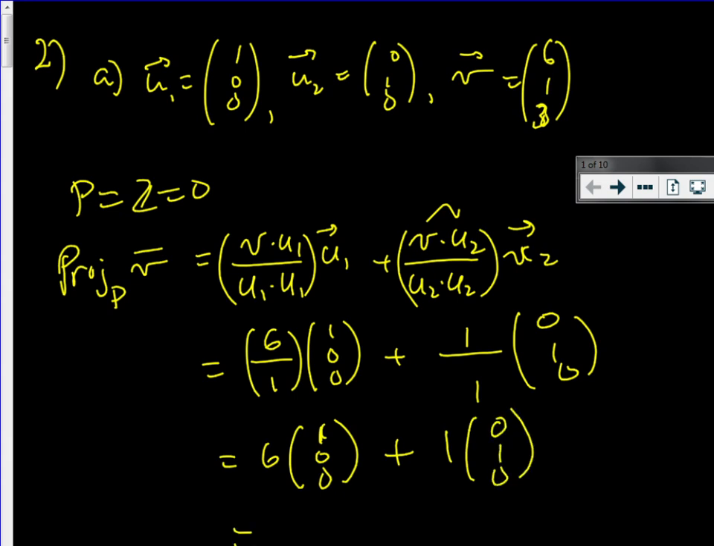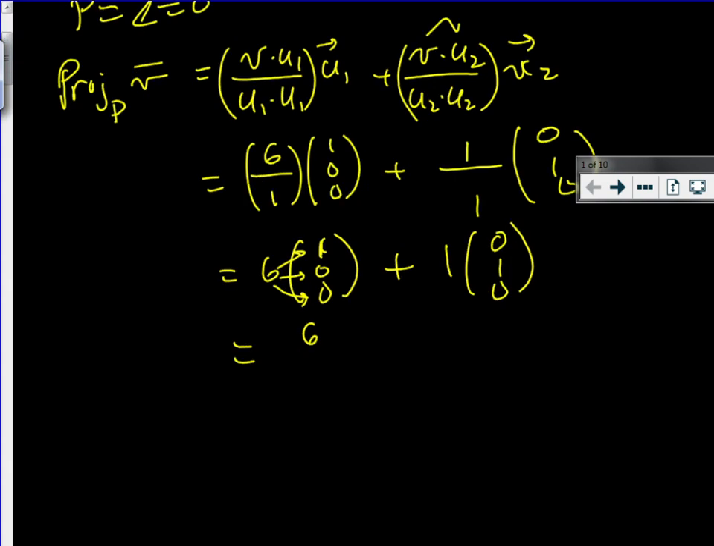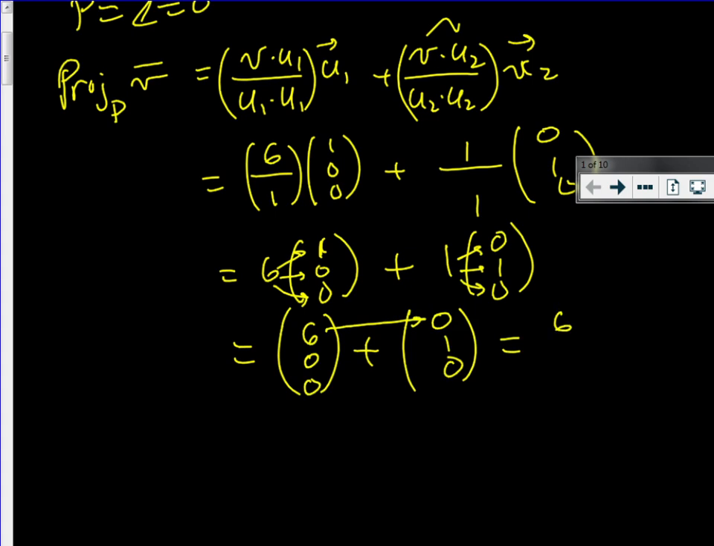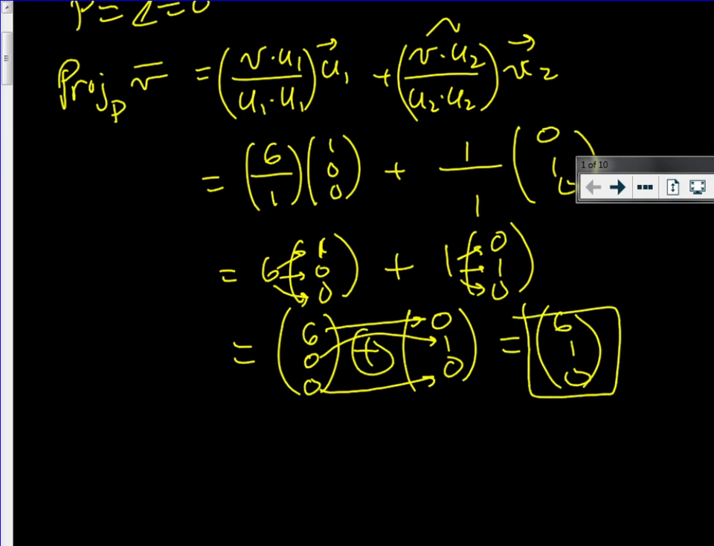So now we're almost done. Multiply each of those entries by 6. 6 times 1, 6 times 0, 6 times 0. Plus, multiply each of those entries by 1. 1 times 0, 1 times 1, 1 times 0. Now add component-wise, because it says add. Add the first components, add the second components, add the third components. 6 plus 0 is 6, 0 plus 1 is 1, 0 plus 0 is 0. And that is your answer for Part A.